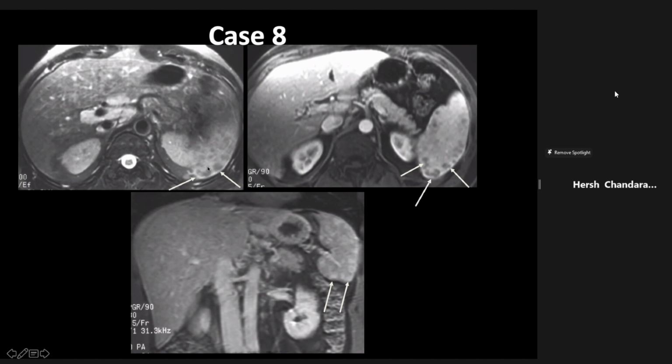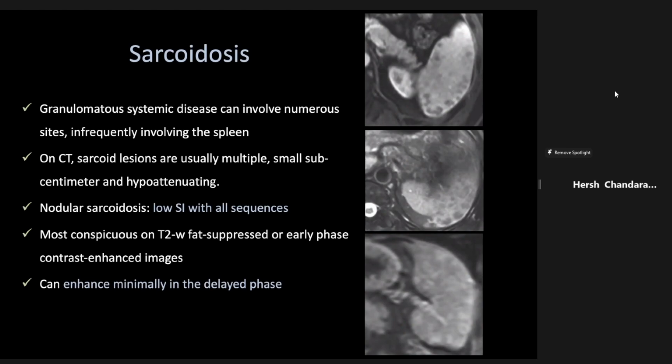There may also be multiple tiny lesions, diffusely uniform, scattered through the spleen, which can also have minimal delayed enhancement in the delayed phase, like what we see here. Those are minimal enhancement of these lesions. So these are sarcoid lesions, which could also be in the differential diagnosis. As I said, remember, low signal intensity on all sequences and can enhance minimally in the delayed phase.